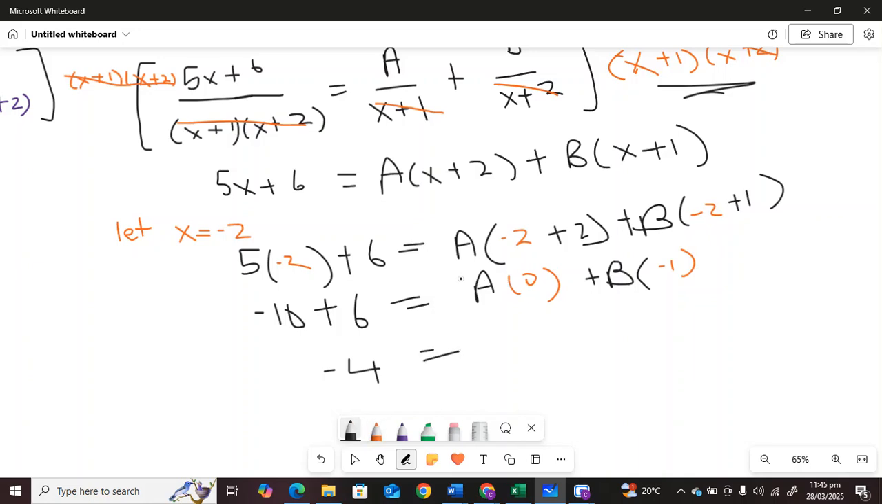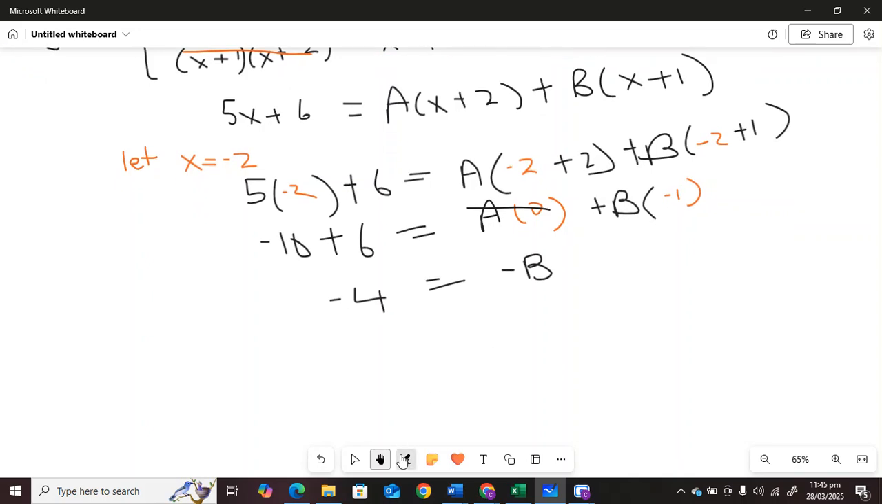A times 0, this goes. B times -1, -b. So to get our value of b, we just multiply both sides by -1, since both sides are negative. We want to make our b positive, because you never want your variable to remain negative. So we multiply both sides by -1, so that our b becomes positive. So b equals 4.